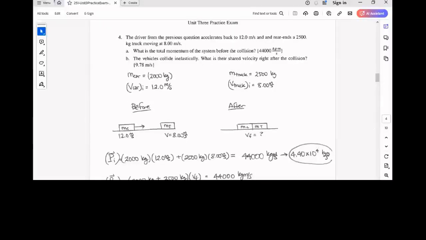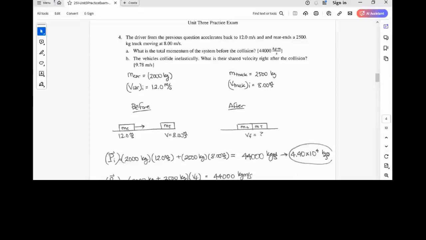Number 4, the driver from the previous question accelerates back to 12 meters per second and then rear-ends a 2,500 kilogram truck moving at 8 meters per second. What's the total momentum of the system before the collision? And if the vehicles collide inelastically, what's their shared velocity right after the collision?